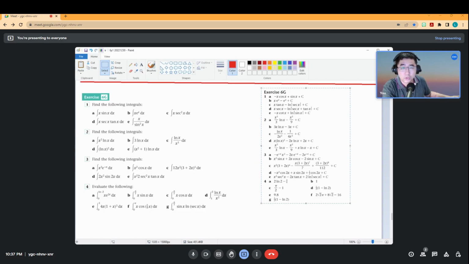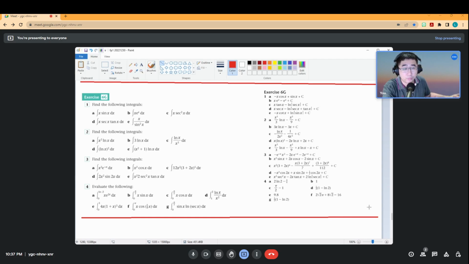So these will be your exercises for by parts. Further math students, you are reminded that you need to learn these techniques properly, because when it comes to your further maths, you have further questions to do. You will be expected to know how to apply all of these rules.